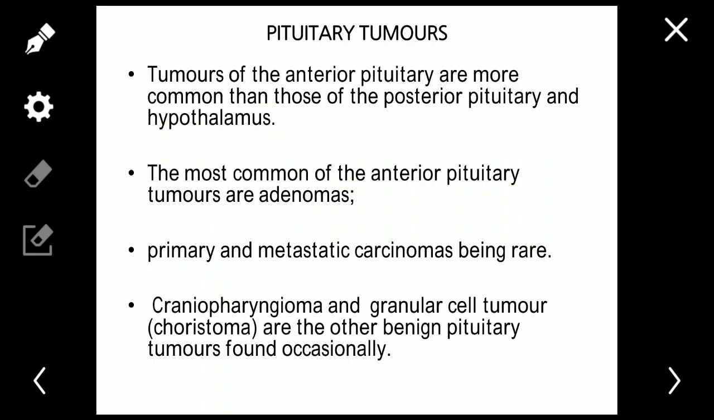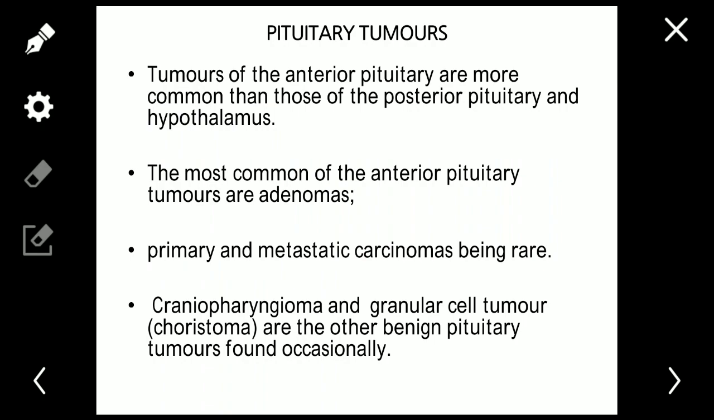Then we have pituitary tumors, that is the cancer or tumor. So tumors can be again benign or malignant. Tumors of the anterior pituitary are more common than those of the posterior pituitary and hypothalamus. The most common of the anterior pituitary tumors are adenomas, that is benign, which are more common than the carcinoma. There can be primary and metastatic carcinomas, being rare.